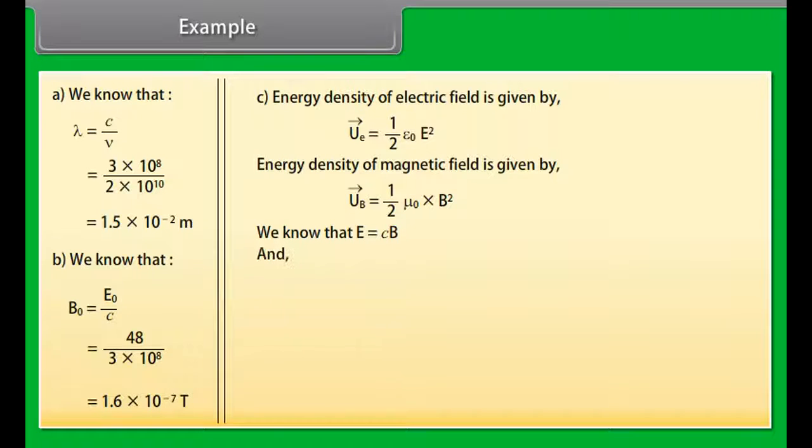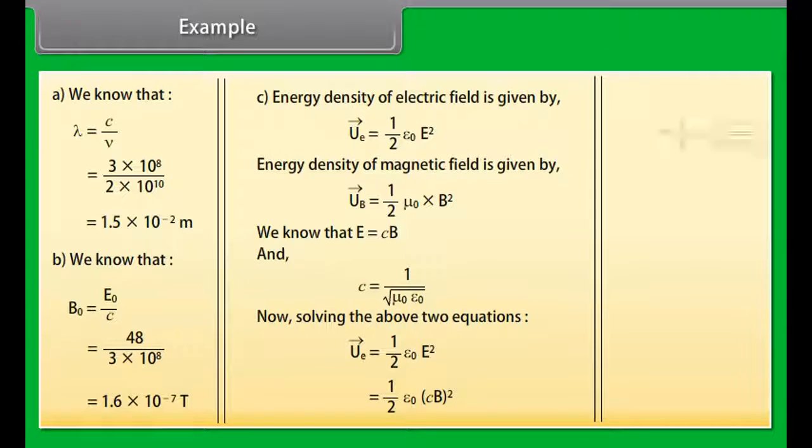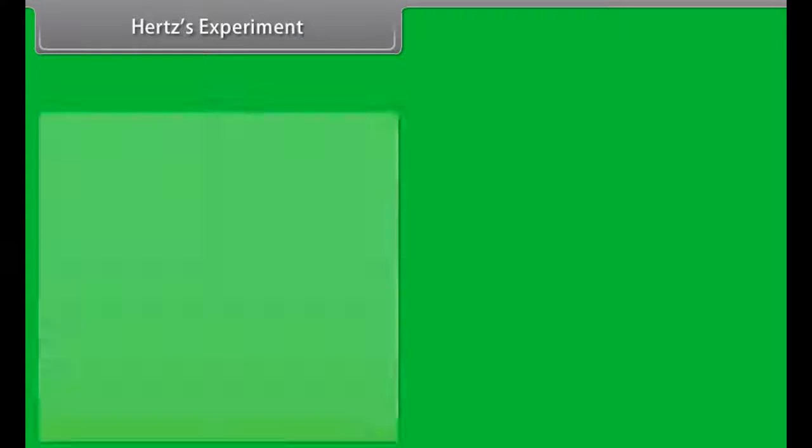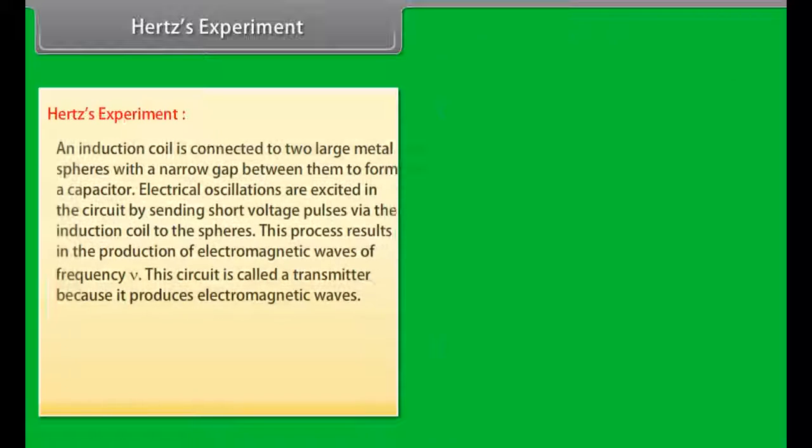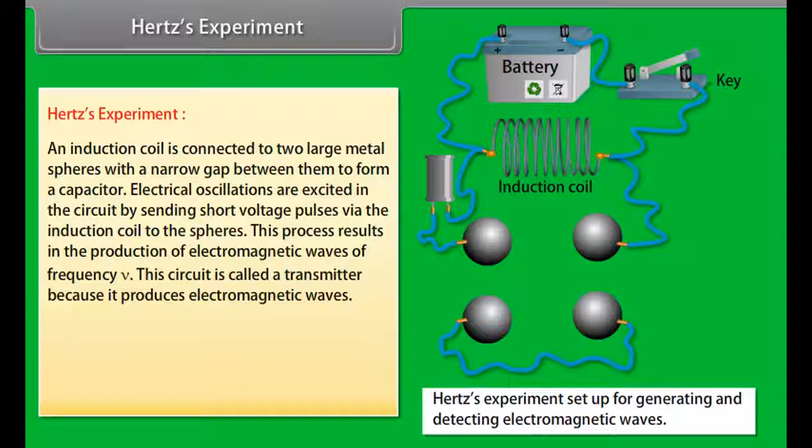Energy density of the electric field is given by half epsilon naught E square. Energy density of the magnetic field is given by half mu naught B square. We know that E is equal to CB and C is equal to 1 upon root mu naught epsilon naught. On solving the above two equations, we get that the average energy density of the electric field equals the average energy density of the magnetic field.